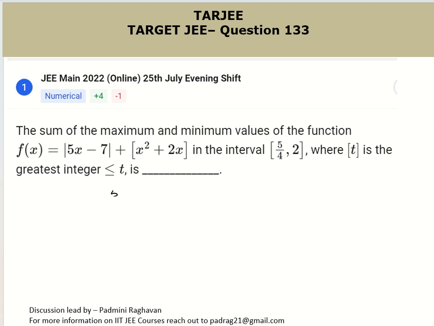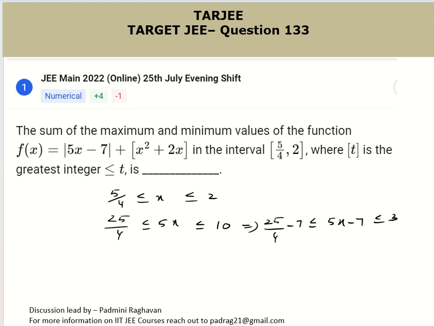We are given x takes values from 5 by 4 to 2. So multiply by a 5. So 25 by 4 less than or equal to 5x less than or equal to 10. Subtract a 7. 25 by 4 minus 7 less than or equal to 5x minus 7 less than or equal to 3. So minus 3 by 4 less than or equal to 5x minus 7 less than or equal to 3.